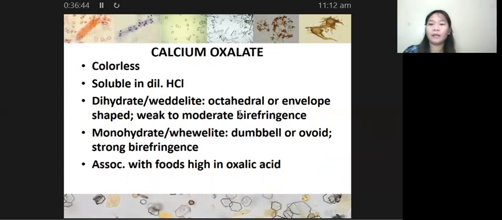So your calcium oxalate, class, it appears colorless under the microscope, and take note that your calcium oxalate is soluble in hydrochloric acid but not in acetic acid. Soluble in hydrochloric acid but not in acetic acid. There are two forms of calcium oxalate.